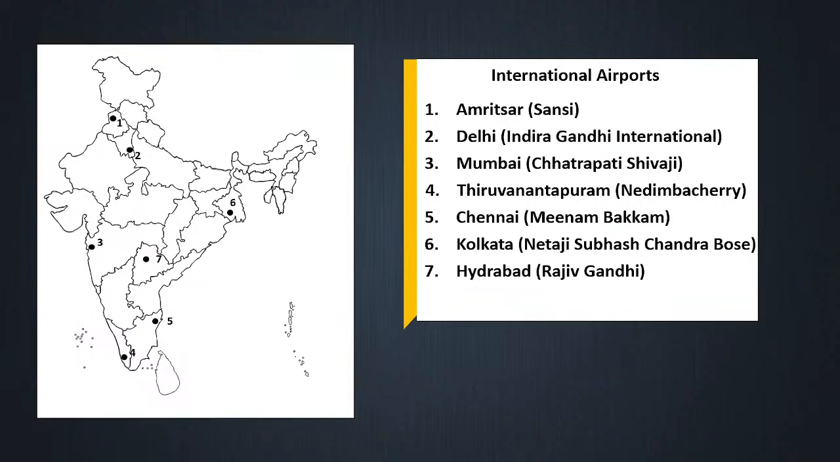Half of them didn't understand the question itself. What is Indian Standard Time meridian? 82.5 degree east or west? East. It passes through which place of India? Mirzapur, or you can say Allahabad. Correct? Okay. So in the eastern side, how many airports we have?